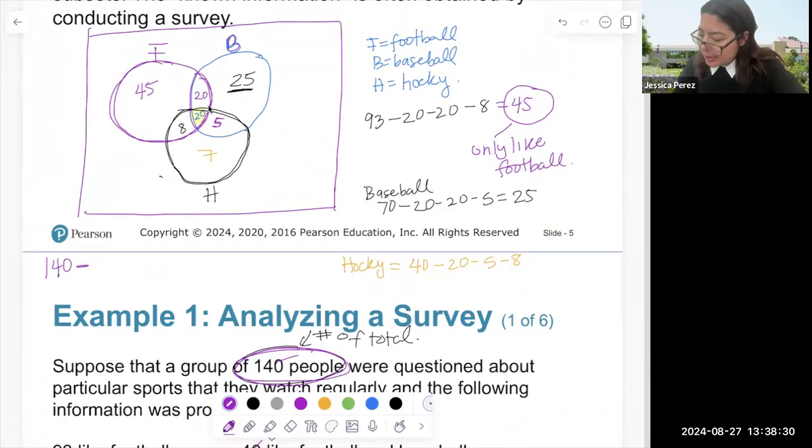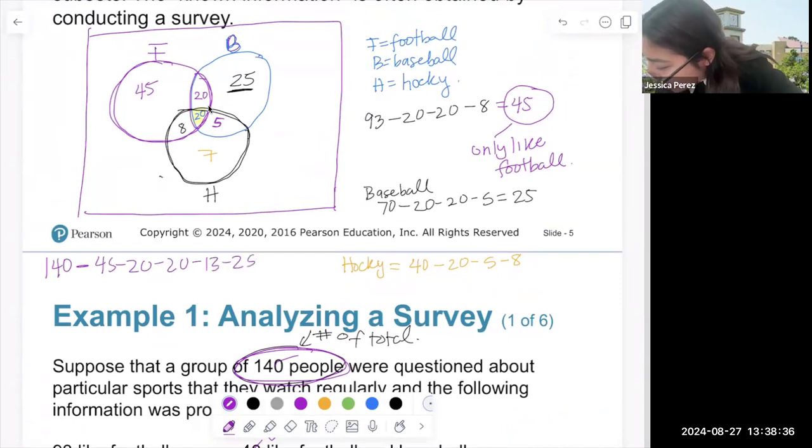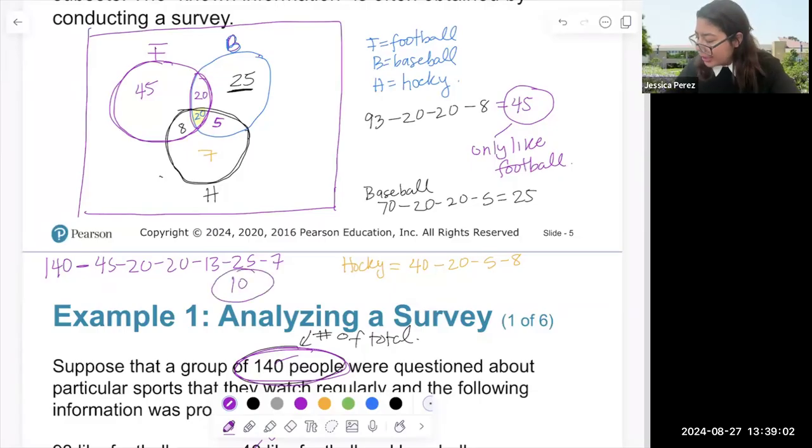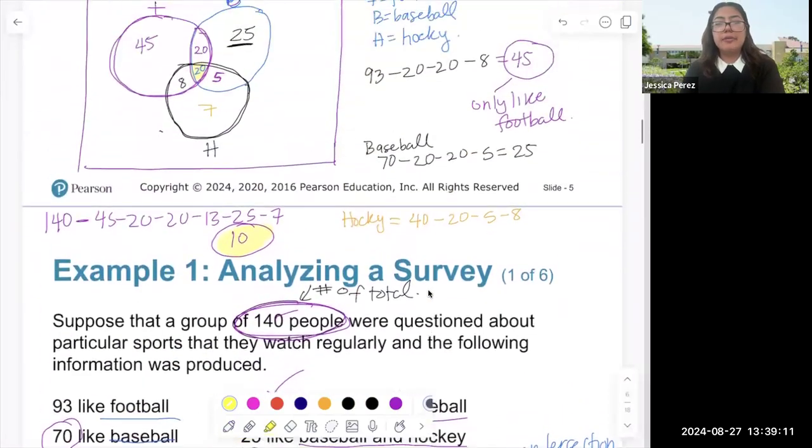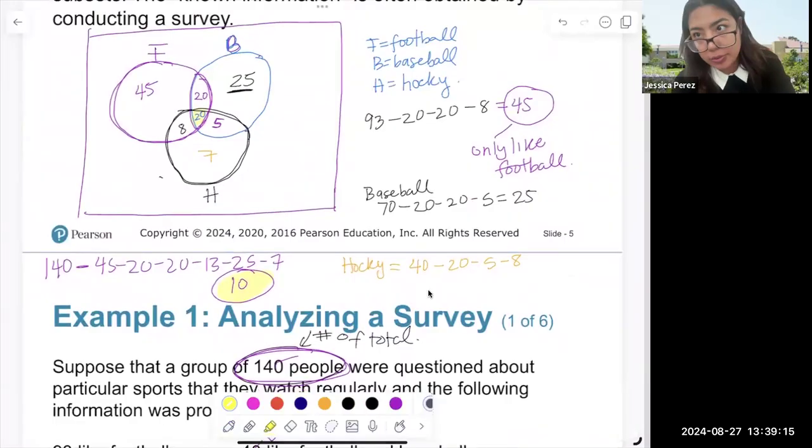So 140 minus 45 minus 20 minus 20 minus 13 minus 25, and then minus 7. And that should be the people that don't like any sport. So I'm going to use my calculator. 140 minus 45 minus 20 minus 20 minus 13 minus 25 minus 7. And that should give me a total of 10. So that means that 10 people do not like any sports. So how many people don't like any of the sports? That's 10.